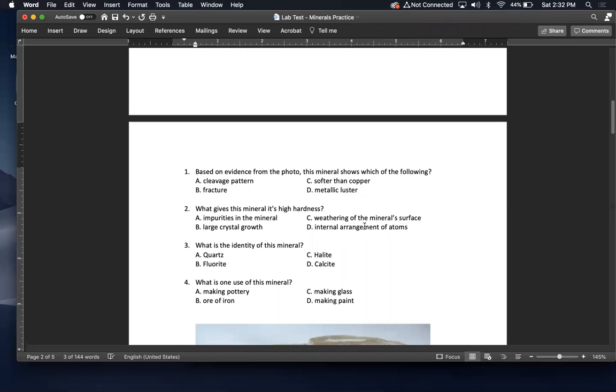What gives this mineral its high hardness? Well, what gives a mineral any property that it has, whether it be the color or the luster or the hardness value or the cleavage pattern or not cleavage pattern? The answer is always the same, and it's this: the internal arrangement of its atoms. That is what causes a mineral to have every property that it could possibly have. It's based on what atoms are in it and how they are arranged. So if you get a question like, what gives this mineral its glassy luster? It's the same answer: the internal arrangement of atoms. Be on the lookout for that.